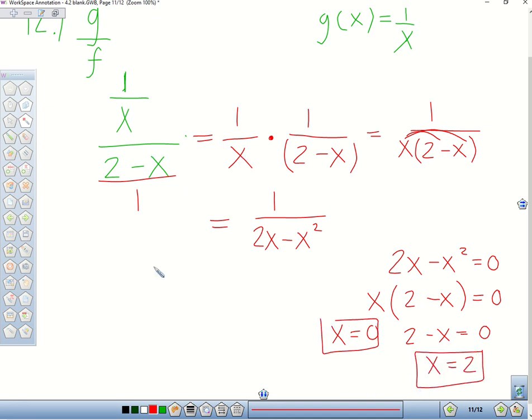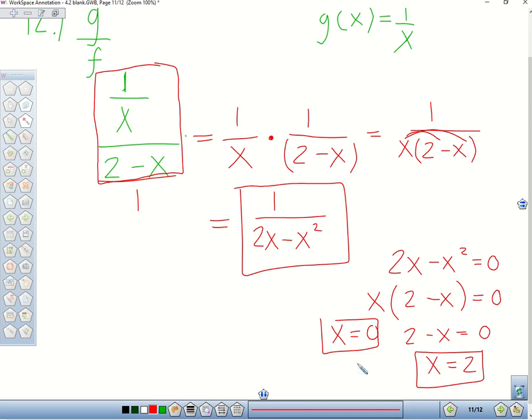Now, you could have also at this stage seen that those were going to be our restrictions. So right here in the green, we have a denominator here and we also have a denominator here. So you could have also set each of those denominators separately equal to 0 and gotten the same results. So your answer for number 12 is this, and these are your restrictions on the domain. So your domain can't have a 0 or a 2.